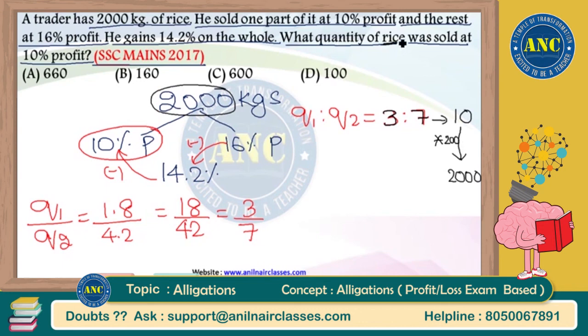What quantity of rice was sold at 10% profit? According to the ratio, it is 3. According to the question, how much? 3 also multiply by 200. Answer is 600. There is no difference in the way you are solving if you understand the concept.